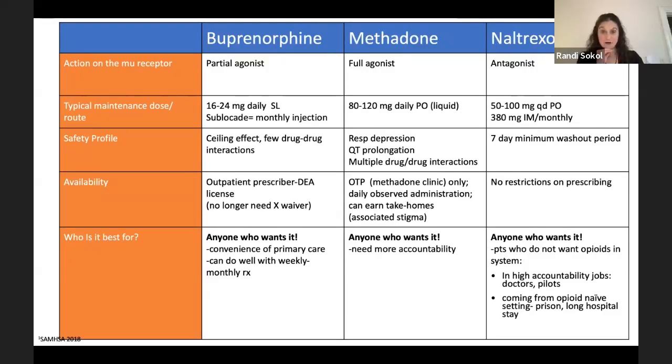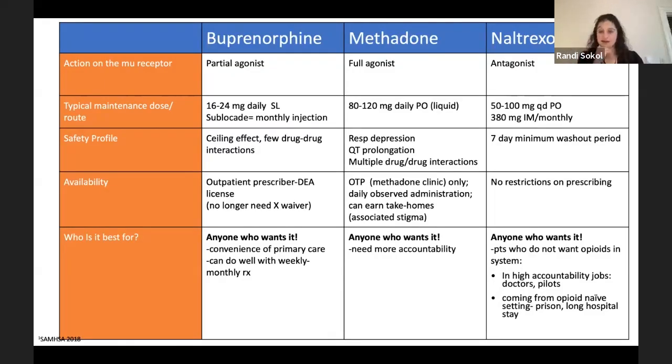Methadone, full agonist, again, usually titrated up to between 80 and 120 milligrams a day. It comes in a liquid form. There is risk for respiratory depression if there's too much in the system. You have to worry about QT prolongation, and it has many medication interactions, can only be given at a licensed OTP. Now, just to be clear, if you're prescribing methadone for pain, yes, we can do that in the primary care setting, but methadone for opioid use disorder has to be at a licensed methadone clinic.